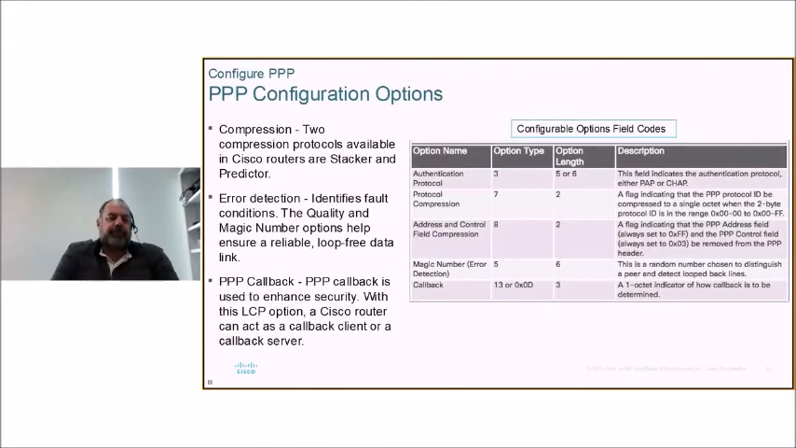Okay, so how do we implement? Basically you've got to think about what options you want to use. With compression, the two compression protocols available in Cisco routers are Stacker and Predictor. With error detection, it identifies fault conditions. The quality and magic number options help ensure a reliable loop-free data link. And there's also PPP callback, which is used to enhance security. With this LCP option, a Cisco router can act as a callback client or a callback server. So basically you can ask for it to call you back, and it has to be a registered phone number. That's a good way of having some security, so not just anyone can dial in.